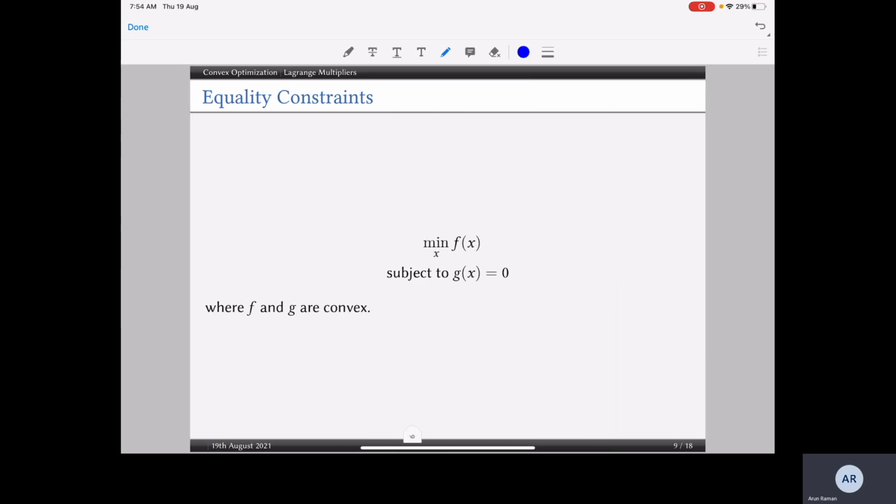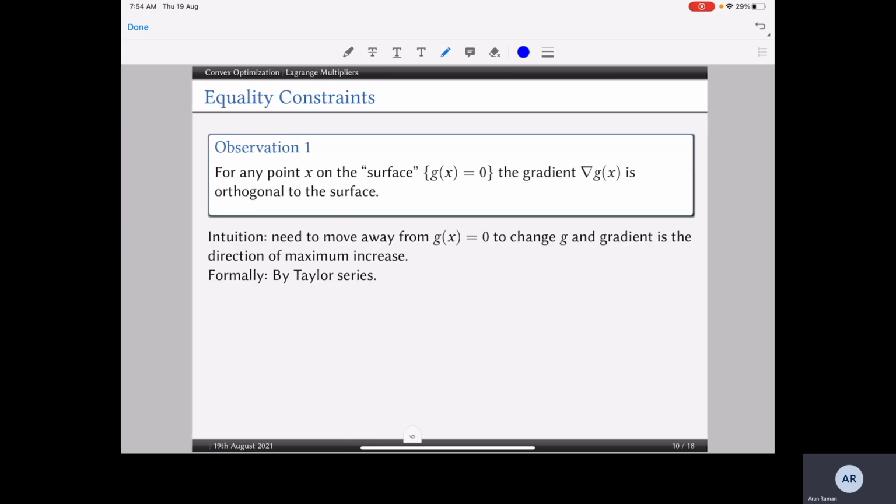Before tackling the Lagrange multiplier method in its full glory, as we have been doing throughout all our development, we'll do it step by step. The first step is to consider only the equality constraint. So this is convex optimization with an equality constraint. We have a function f, we have a function g. Both f and g are convex, otherwise it will not be a convex optimization problem.